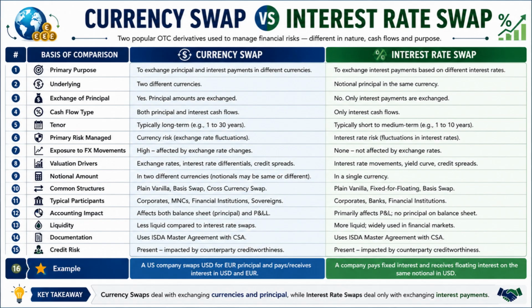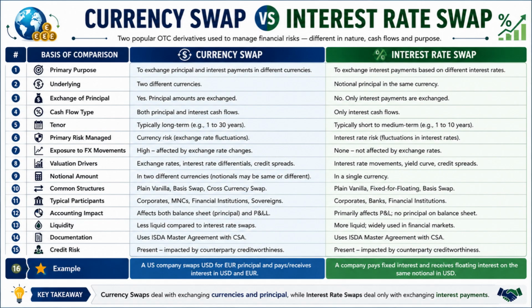Number 4. A currency swap includes both principal and interest cash flows, whereas an interest rate swap includes only interest cash flows. Number 5. Currency swaps are usually long-term agreements that may continue for many years, whereas interest rate swaps are generally short to medium-term agreements. Number 6. A currency swap mainly helps manage exchange rate risk, whereas an interest rate swap mainly helps manage interest rate fluctuation risk.